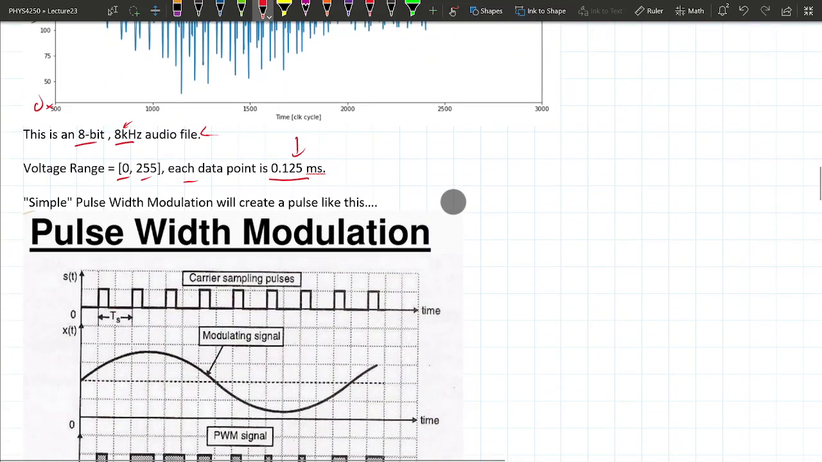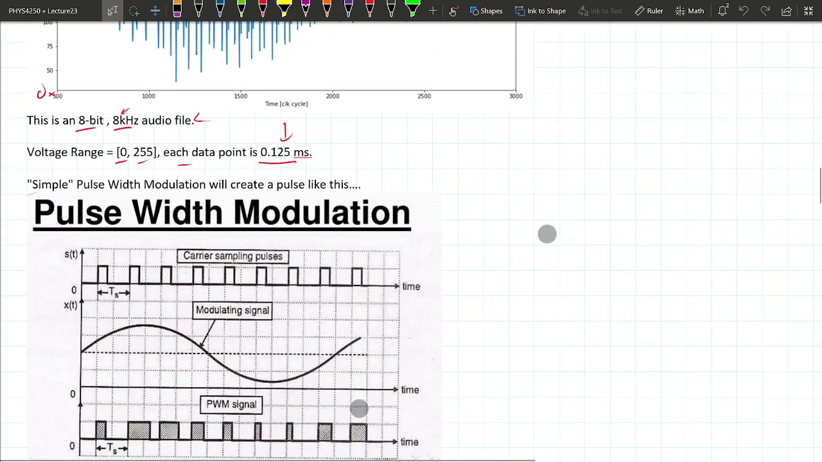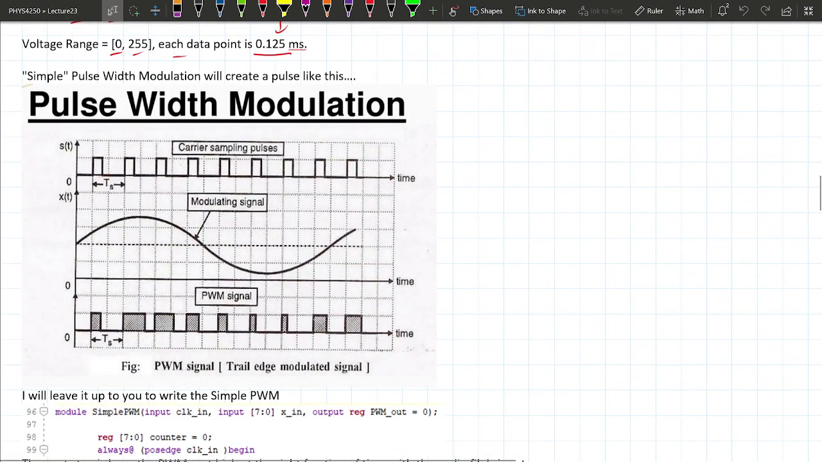So how does pulse width modulation help you with this? What we're going to do is I'm going to describe a simple pulse width modulation, and then you're going to write this in your homework yourself. So you have some, let's ignore that part, that's just kind of the clock. Let's say you have some simple sine wave, just to keep it simple.